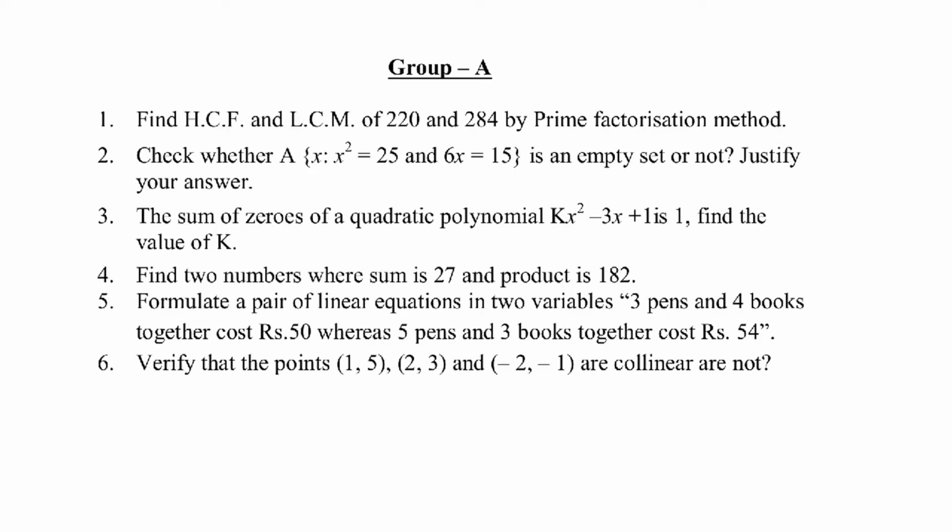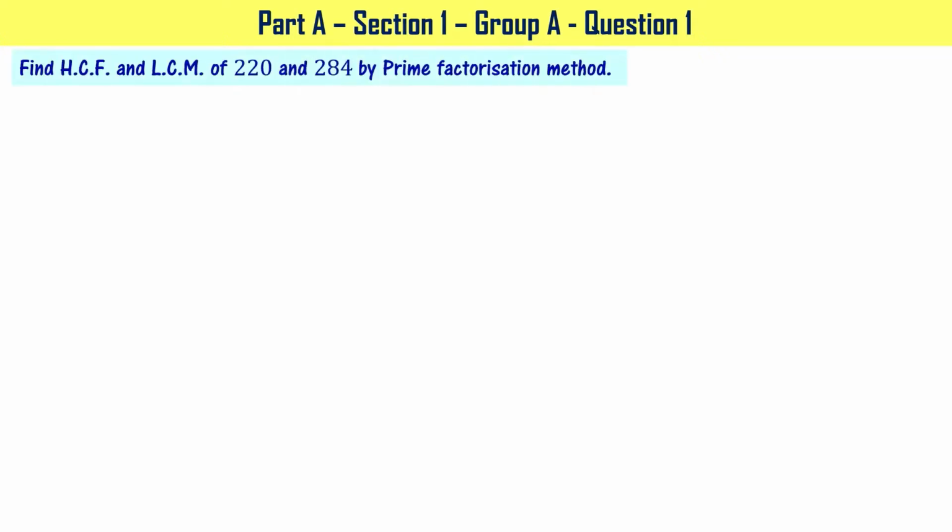These are the questions given for group A. Total 6 questions are there. You have a choice of selecting 3 questions, but since it is for practice purpose, I'm going to solve all the problems. But when you write 3 questions out of this, you will be getting 6 marks for group A. Let us start with the questions. Question number 1. Find HCF and LCM of 220 and 284 by prime factorization.